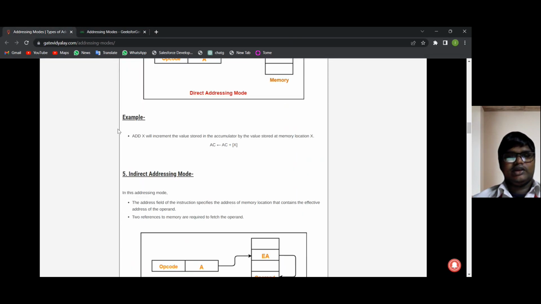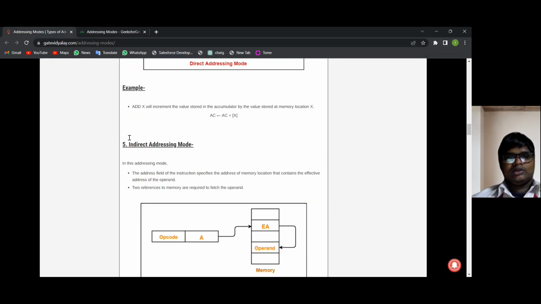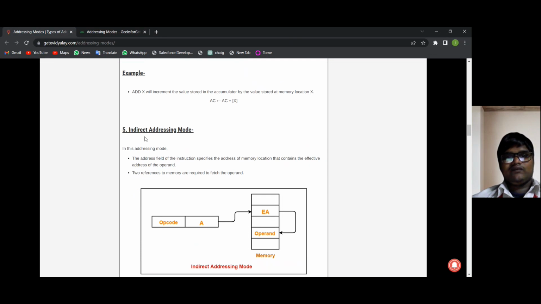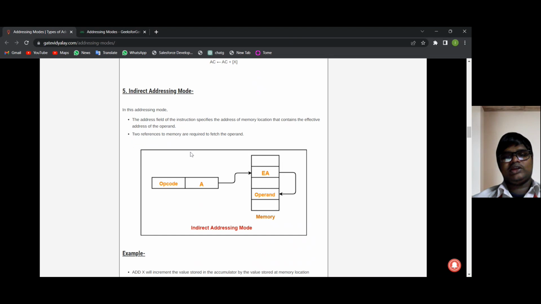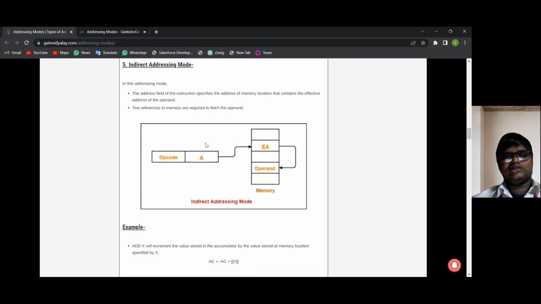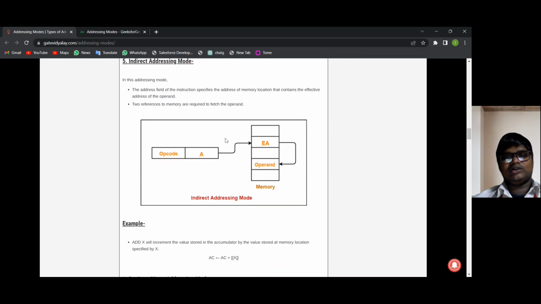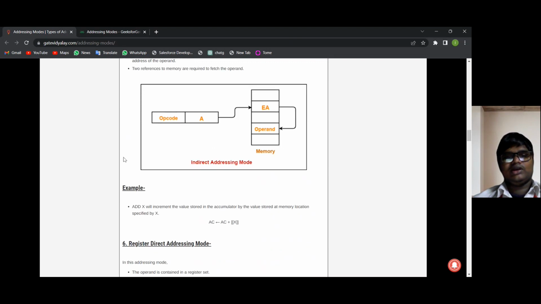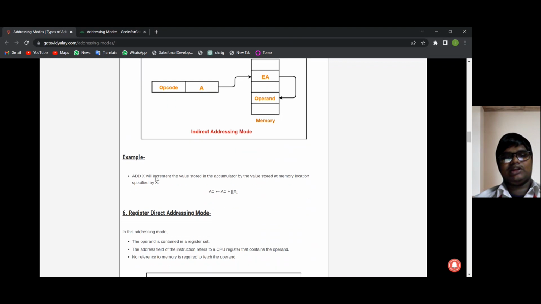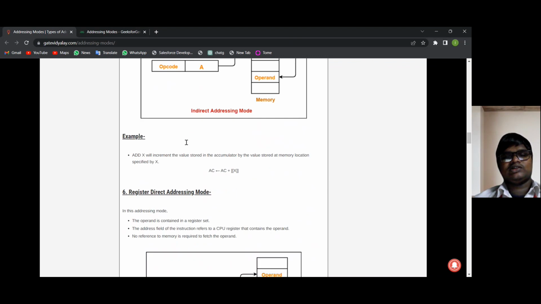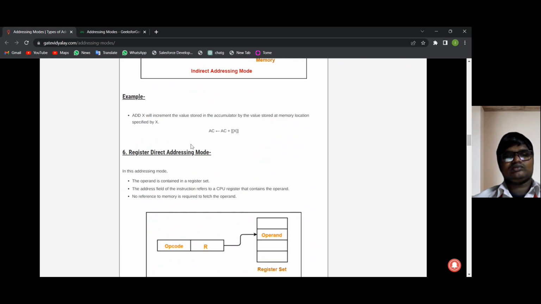Next addressing mode. Indirect addressing mode. In this addressing mode, the address field of the instruction specifies the address of a memory location that contains the effective address of the operand. Two references to memory are required to fetch the operand. The opcode A points to the effective address, and the effective address again points to the operand. Example, ADD X will increment the value stored in the accumulator by the value stored at the memory location specified by X. Accumulator equals accumulator plus double bracket of X.